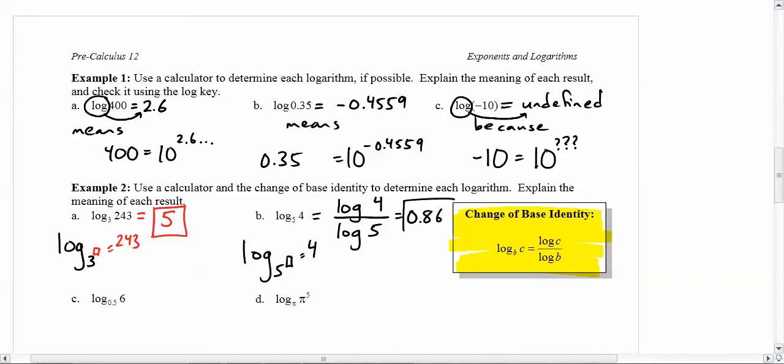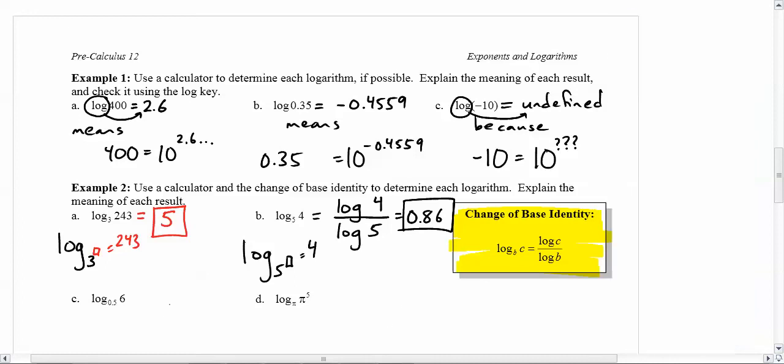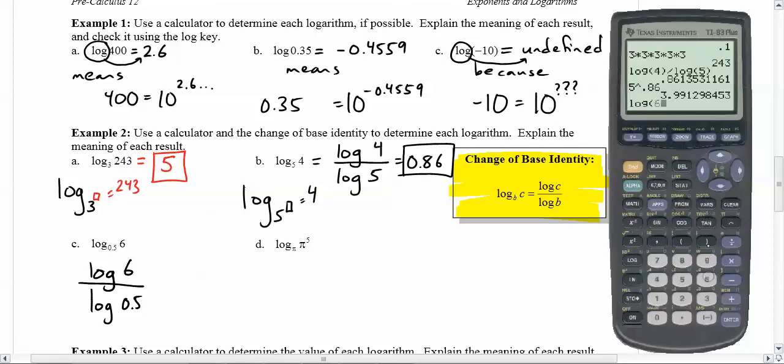And we can check that again with the meaning of the log. 5 to the power of 0.86 is about 4. Okay, so we can use a change of base law for part C as well. Log of 6 divided by log of 0.5 is negative 2.58.